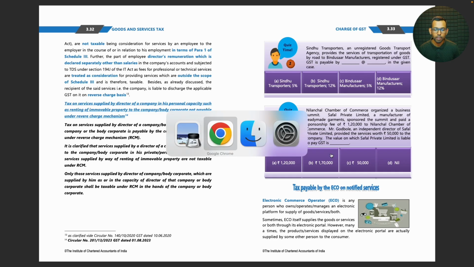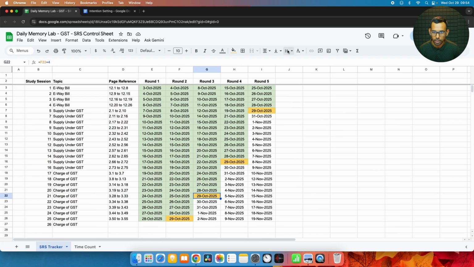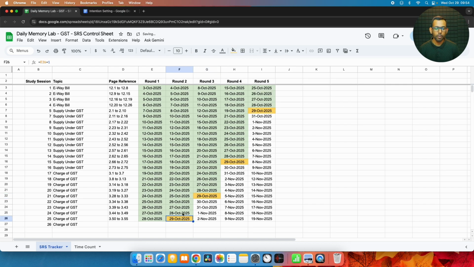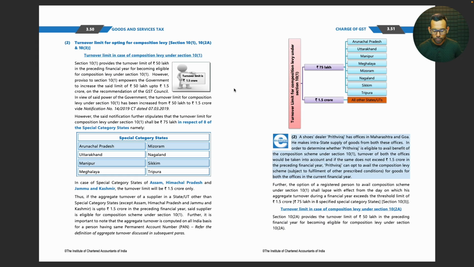We have completed this as well, round 3. Next, let us talk about round 2, page number 50 to 55. Let's go to segment 4 of today's study session.